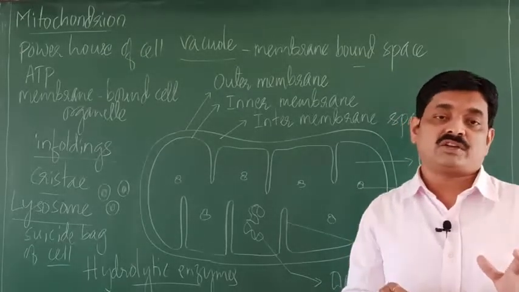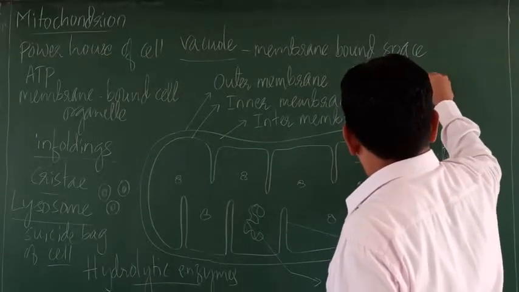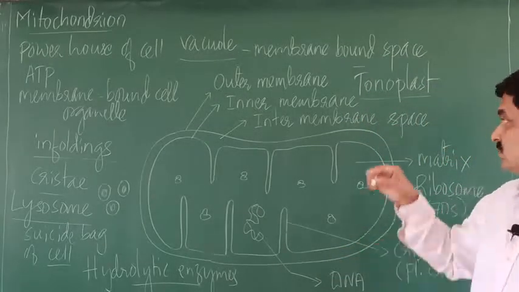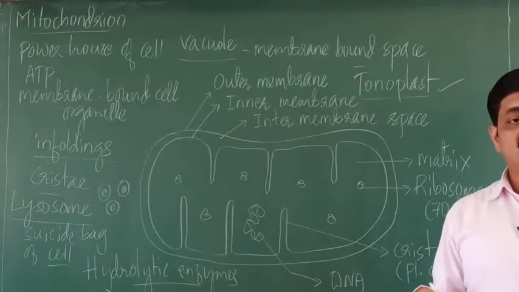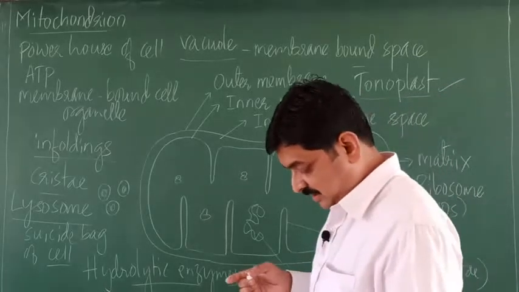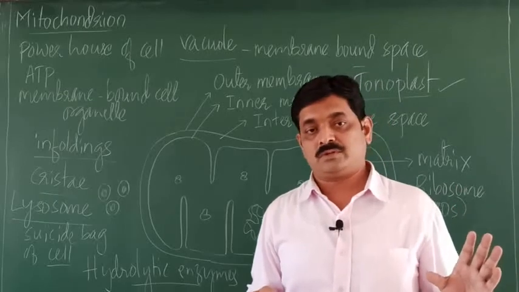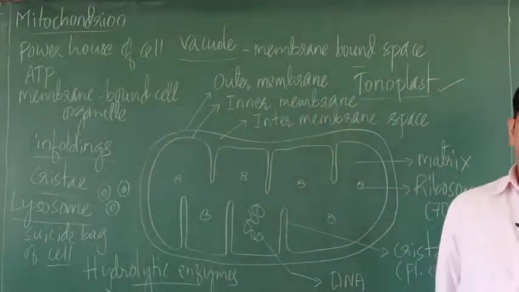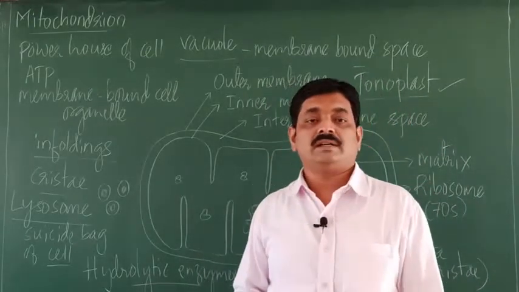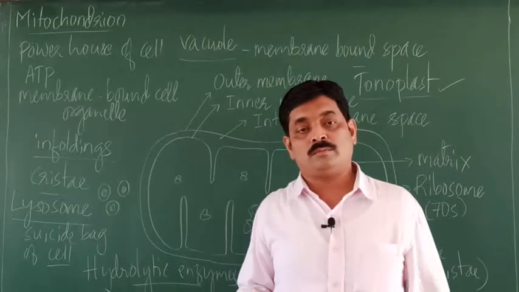The membrane of vacuole, it is called tonoplast, right? The membrane of vacuole, it is called tonoplast. You may expect a 1 mark question, what is tonoplast? So you have to write, tonoplast is the membrane of vacuole. So you may expect some 1 mark questions here. Name the suicide bag of the cell. So you have to write lysosome.